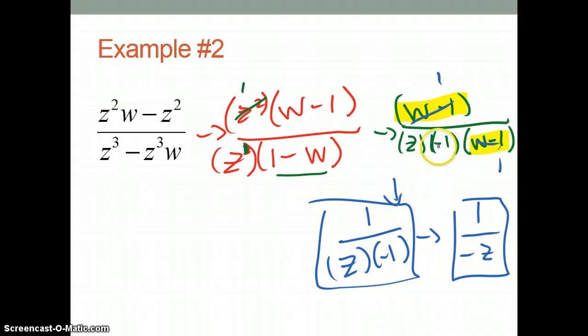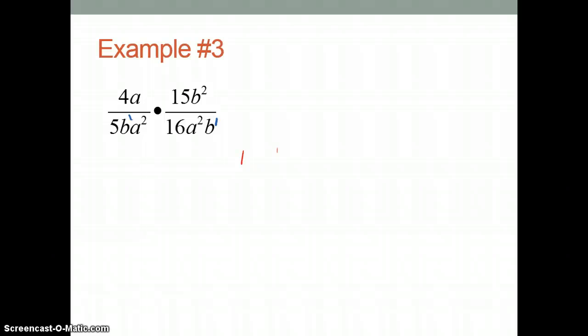This negative 1 is a tricky concept. You'll always want to check for it, especially if you look at these two and you say, wow, those are really close together. Let's see what we can do to manipulate it to get it to be something that we want. The next example is a multiplication problem. On this multiplication problem, we're going to be multiplying straight across because that's what we do on fractions.